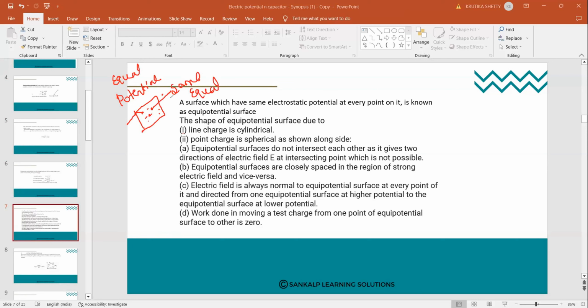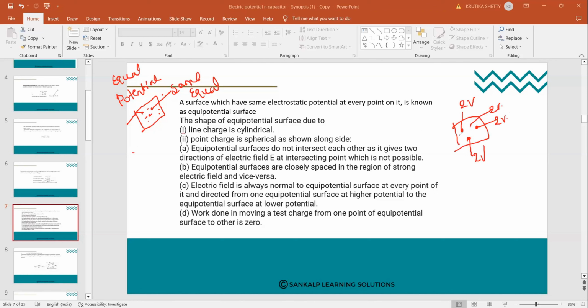Equipotential surface. So what is an equipotential surface? The potential at each and every point on the surface is equal, then it is called an equipotential surface. For example, if we consider any surface, the potential at this point is, for example, 2 volt, the same potential we will have at this point also. At this point also it is 2 volt, at this point also it is 2 volt. The potential is the same at each and every point, then it is called equipotential. Is it clear what is equipotential?